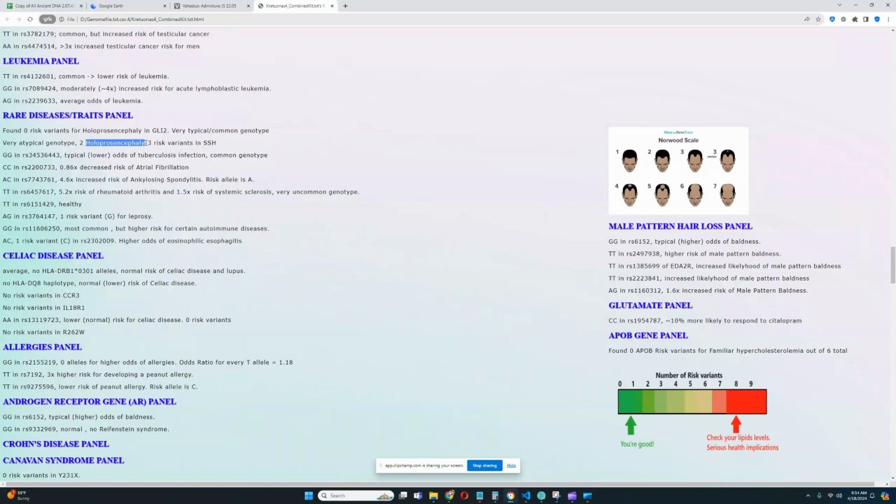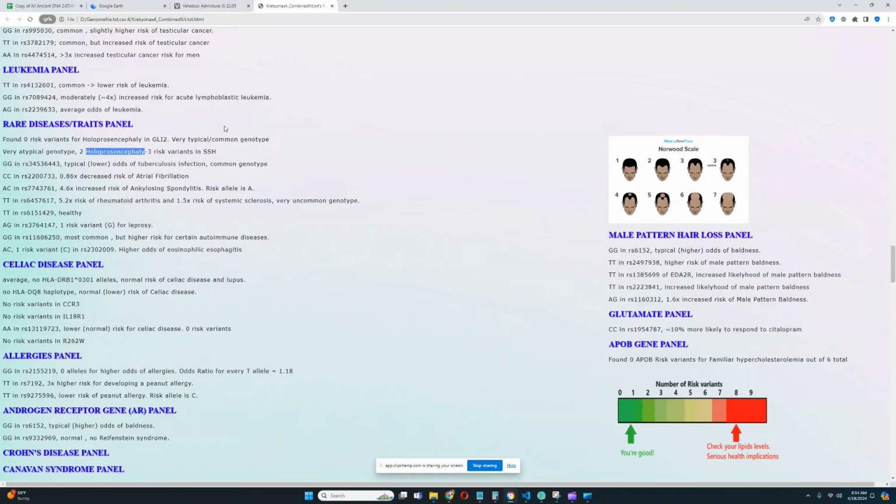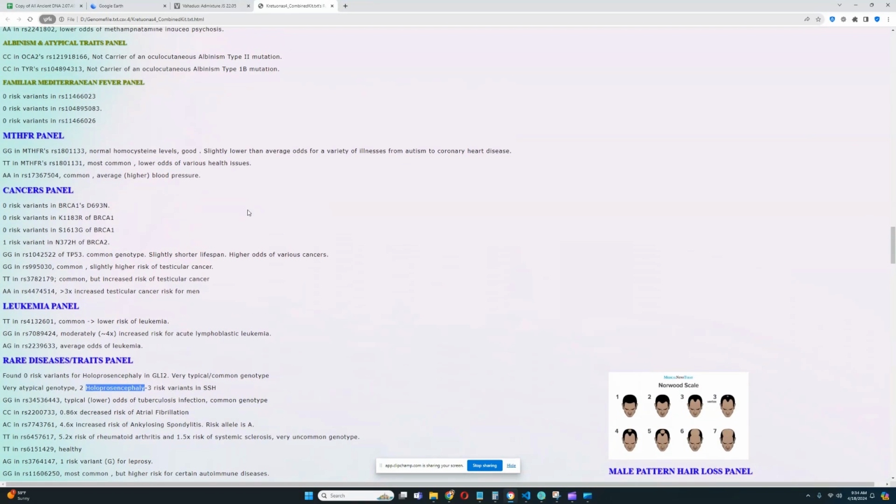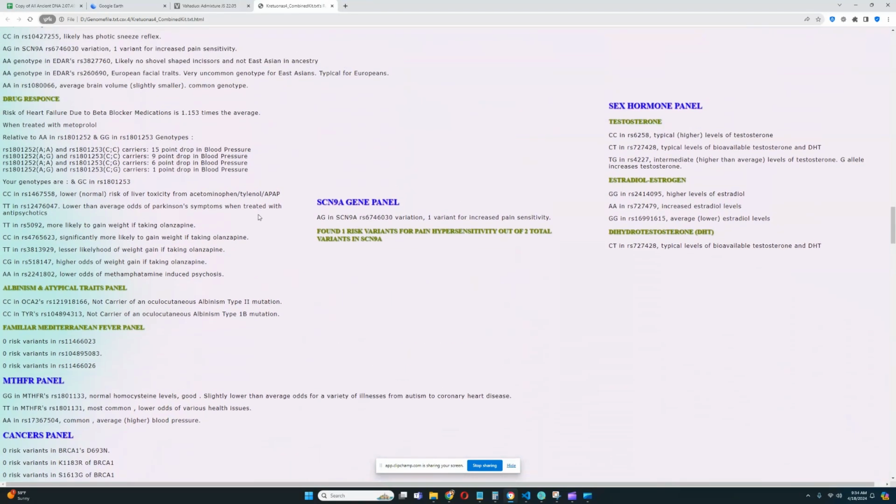I don't know what to make of it because it's super rare. So yeah, I'm inclined to say it's a miscall. Okay, and what else? Risk of heart failure due to beta blocker medications is 1.153 times the average. All right, one variant for increased pain sensitivity in SCN9A.